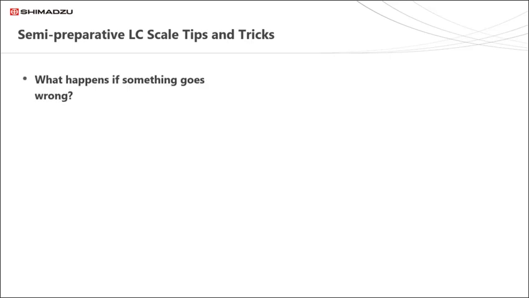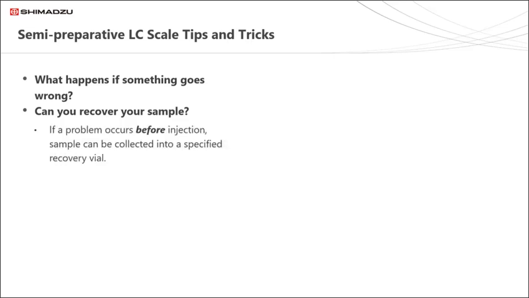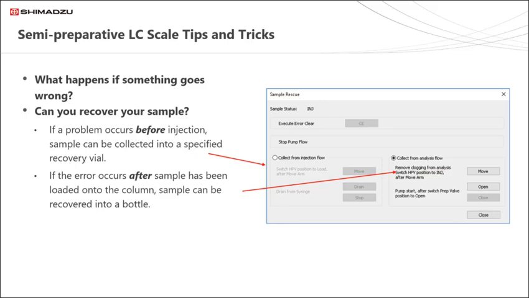What happens if something goes wrong? Can you recover your sample? If a problem occurs before injection, sample can be collected into a specified recovery vial. If the error occurs after the sample has been loaded onto the column, the sample can be recovered into a bottle.